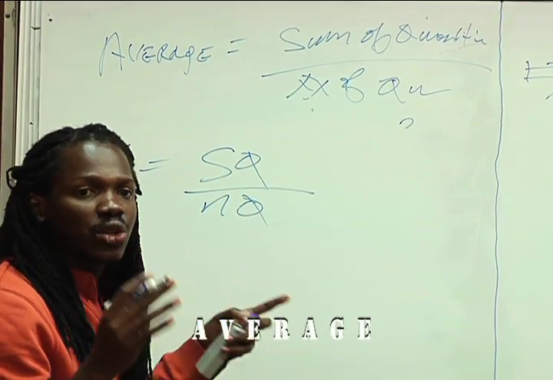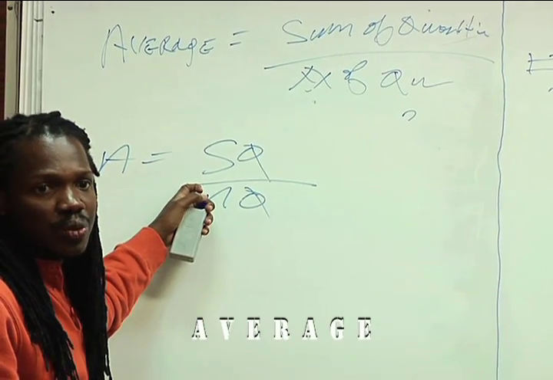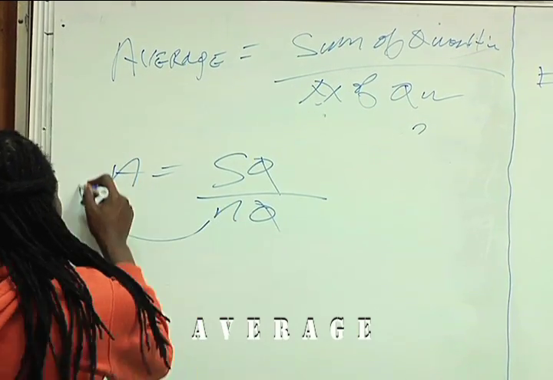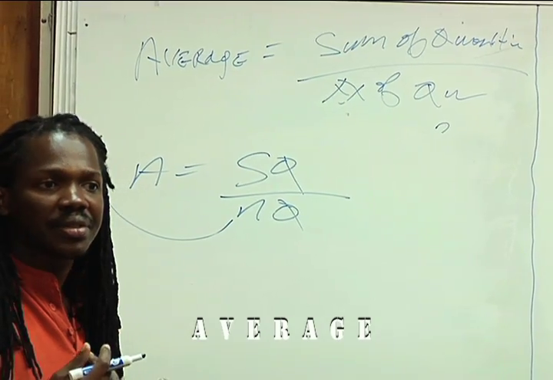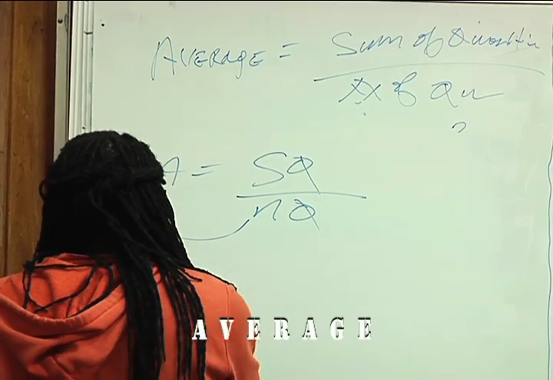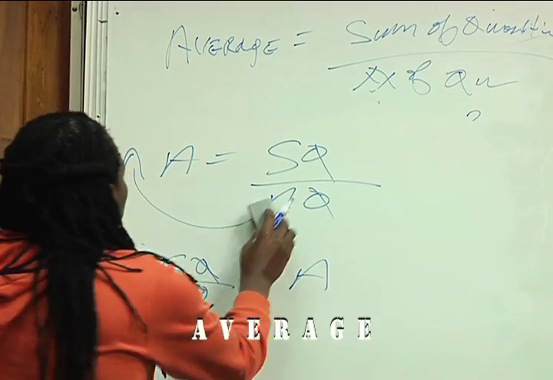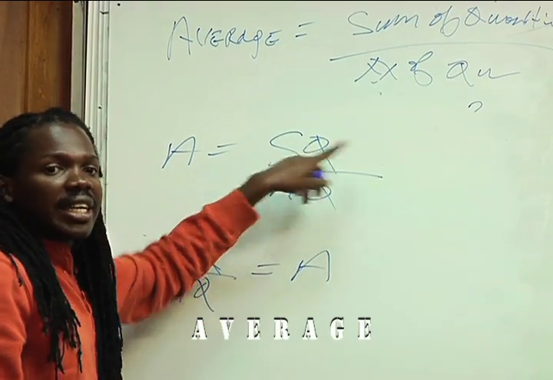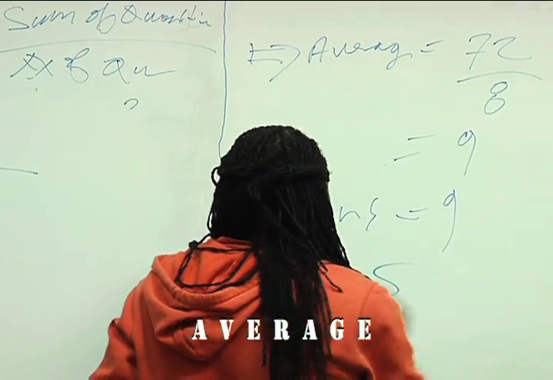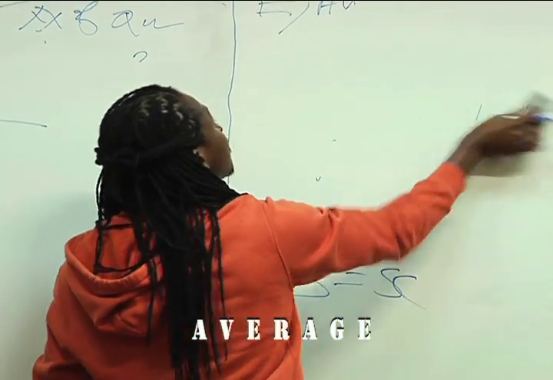Now when you want to find NQ, you put what you want to find above the line. Right now, where's NQ? So how do we get it above the line? We carry it over to the other side because it becomes the opposite function, which is multiply. So we turn it around and say SQ over NQ equals average. Look what we do now. If A equals this, then this equals A. If X equals 5, then it means that 5 equals X.